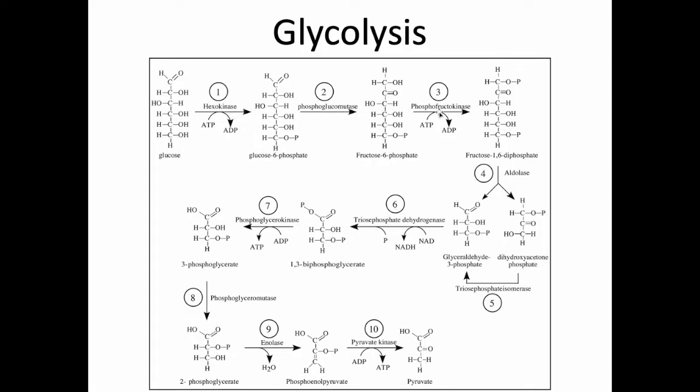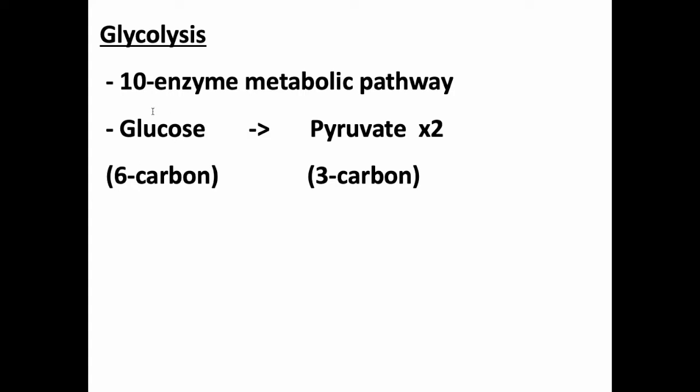Again, we're not memorizing the names of all these enzymes, but these are all known. This is what a metabolic pathway looks like. All these intermediates, all these enzymes. Mostly what I want you to know is what we start with, what we end with, and a couple of valuable things that happen in the middle. So this is a 10-enzyme metabolic pathway.